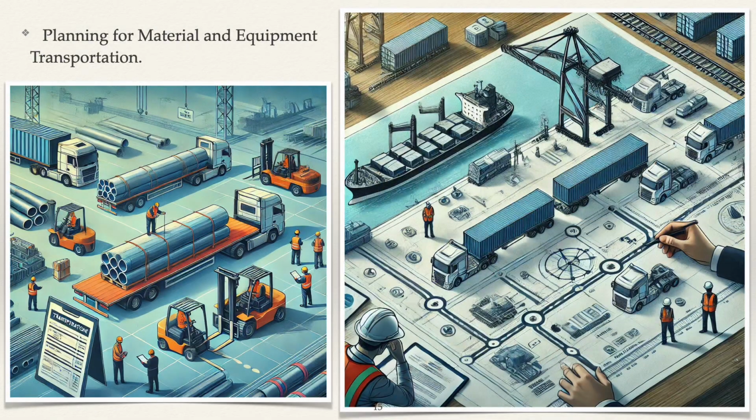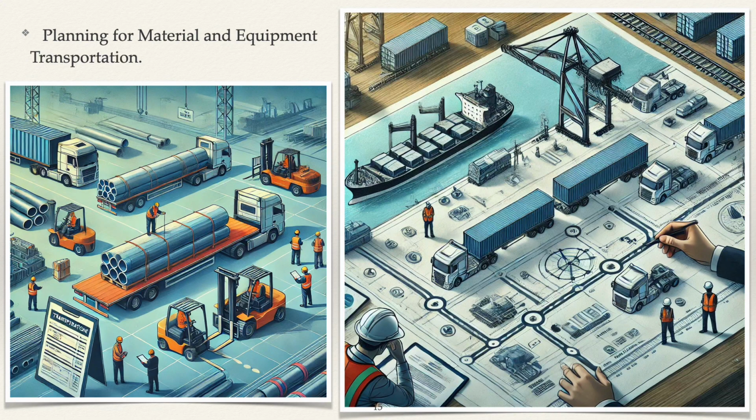2. Planning for material and equipment transportation. Inventory management: create a detailed inventory list of all materials, tools, and equipment needed for each phase of construction. This list will guide the logistics agency in planning the transport of each item to the site.